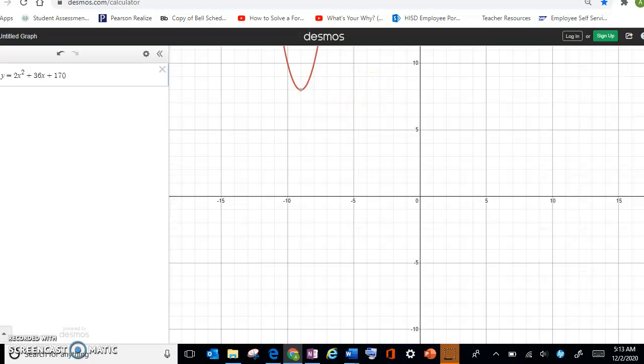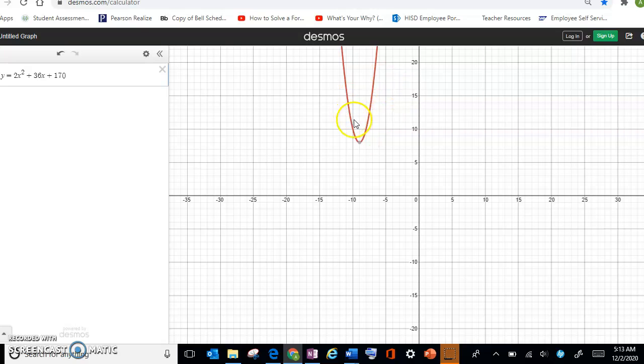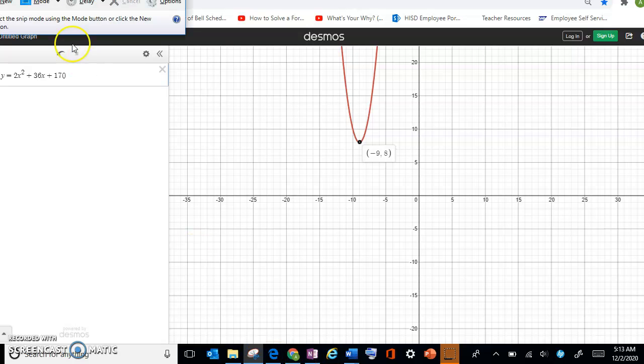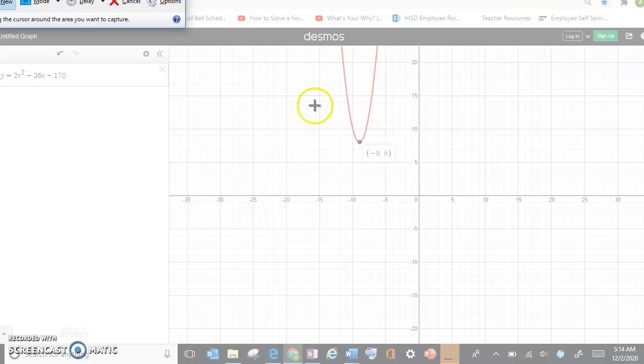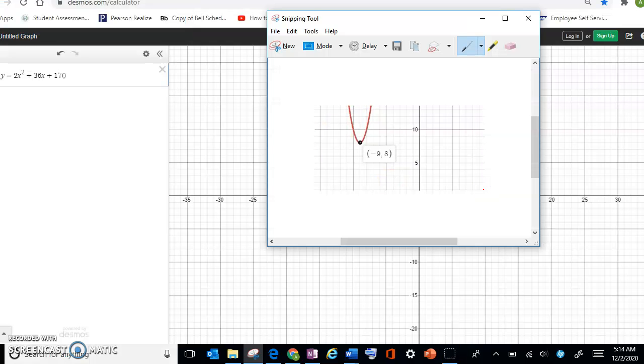Okay, this is our parabola. We can zoom out a little bit more to see the whole graph. And look at this vertex. I can hover over it and click on that, and you can see the h part of the vertex is -9, which is the x of the coordinate of the vertex, and the k part of the vertex is 8. I can even snip it and show you. So this is the h of the vertex, and this is the k of the vertex. So we have our h and k values as -9 and 8.